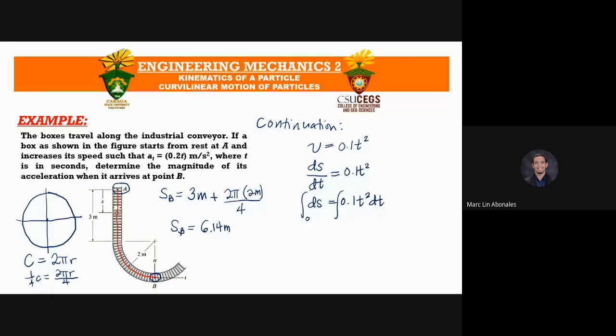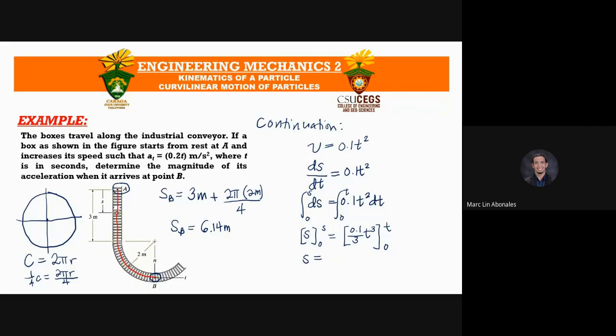S. And there is a time, the same, 0 to t. So, the integration of this would be, S from 0 to S is equal to the integral of 0.1 t squared, 0.1 over 3 t cubed, from 0 to t. So, when we simplify this, S is equal to, what is 0.1 over 3? What is the value of 0.1 over 3?